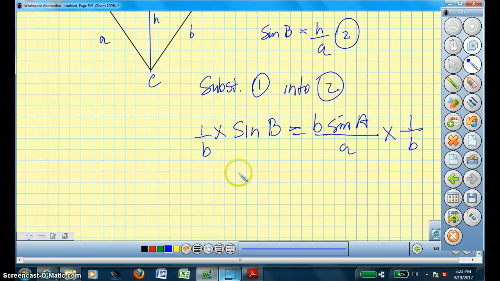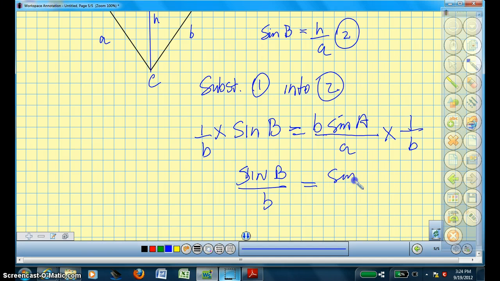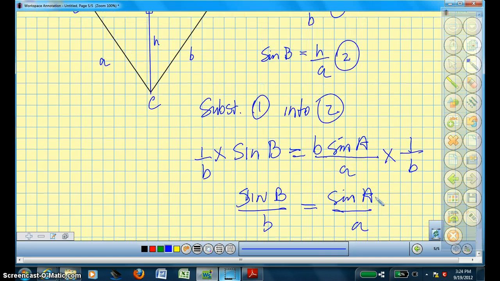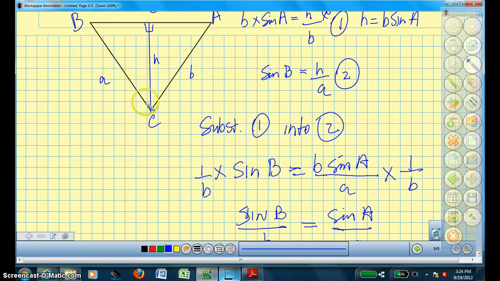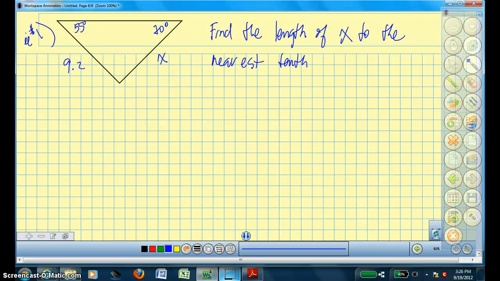And my final answer ends up being, again, we do get part of the sine law, which is sine b over little b is equal to sine a over little a. And if you repeat the process with the other two angles, with b and then c, you get the same thing. Now I want to take a look at an example.